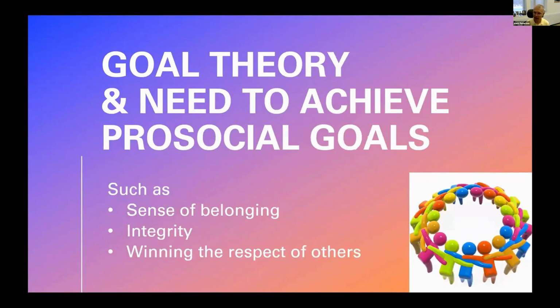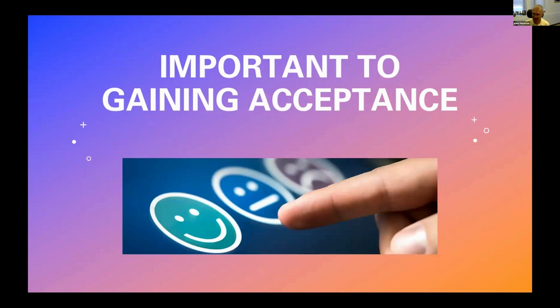With regard to psychology, goal theory says that prosocial goals, such as making friends and being responsible to others, lead to a sense of belonging for individuals, make people feel they have more integrity, and feel more respected when they pursue these prosocial goals. And it also leads to importance in gaining acceptance. So that's peer acceptance and respectability, the need for approval.